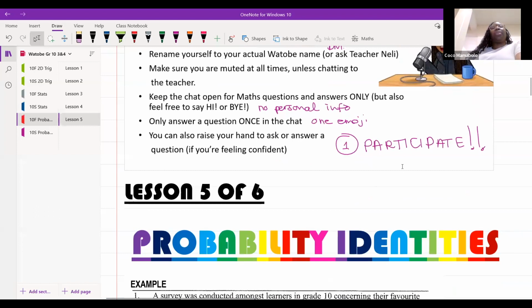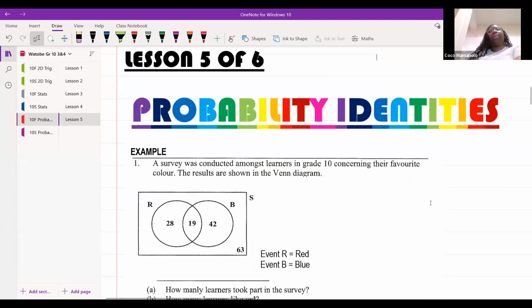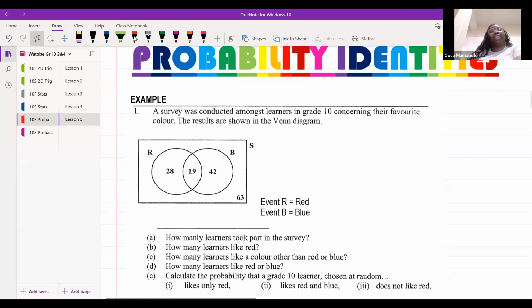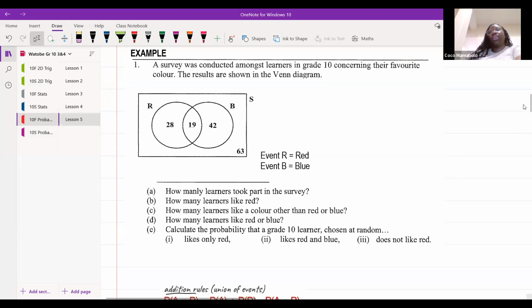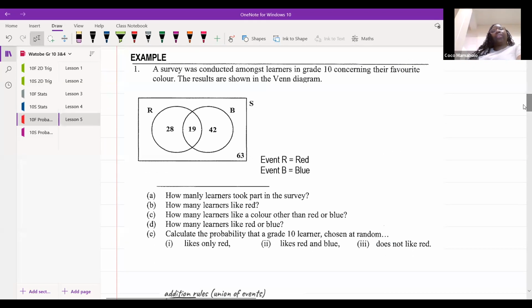Right, let's start today with probability identities. We're going to start with a simple example, but it's going to involve identities as we get to the end. The example says: a survey was conducted amongst learners in grade 10 concerning their favorite colors. The results are shown in the Venn diagram. R is red, B is blue.